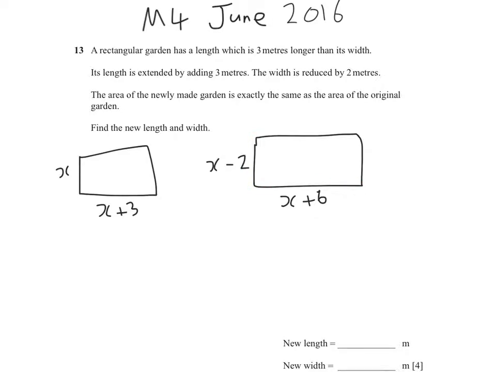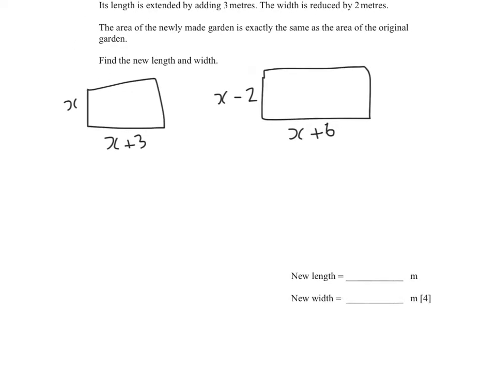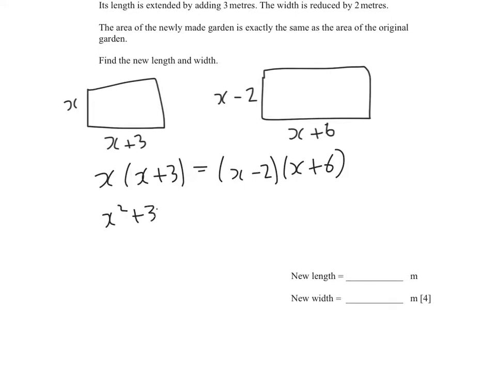Let's get x first of all. X will be the area, putting the two areas of these equal to each other. That will form an equation which we can solve to find x. So what's the area of the first one? It'll be x times x plus 3, and the second one will be x minus 2, x plus 6. If we expand the left one, we get x squared plus 3x. Expand the right, x squared plus 6x minus 2x minus 12.